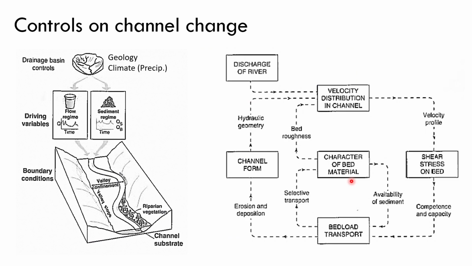So what are the controls on channel change? The biggest ones here on the left-hand side are things like our drainage basin controls. So this is things like geology and climate, which is akin to precipitation. Geology really helps us control how fast we can erode, or gives us a lot of information about the sediment supply. And then climate and precipitation lead to flow. And so climate and precipitation give us the flow regime.